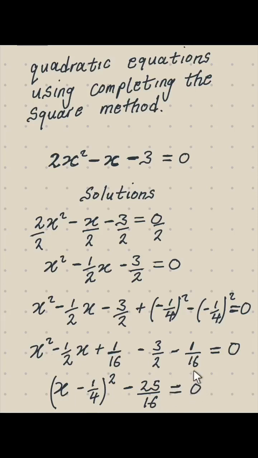Okay, then what are you going to do? You are going to take this to the other side. So let's proceed to our next page. So you have x minus 1 over 4 squared. Then we also had negative 25 over 16 is equal to 0. So this will be taken to the other side.